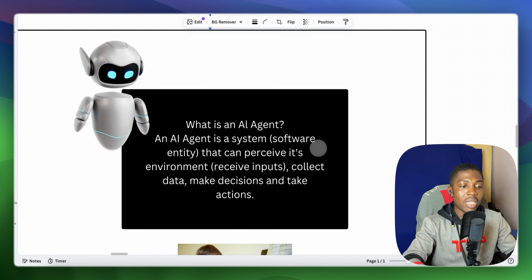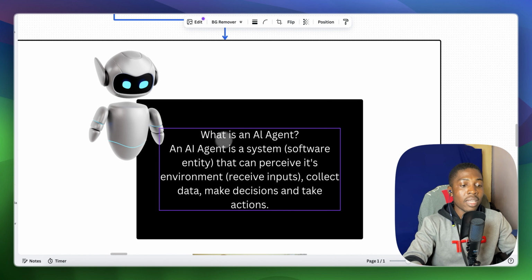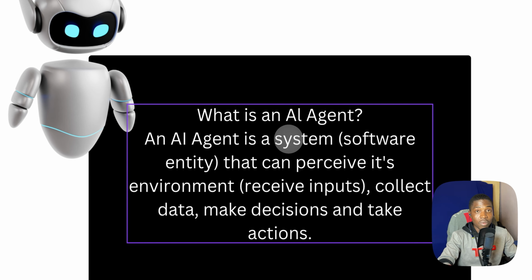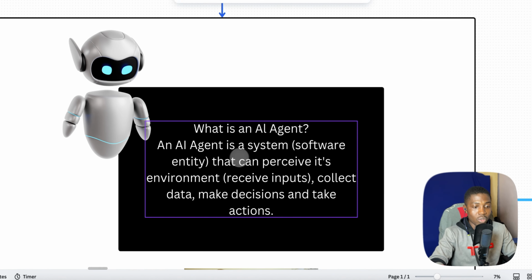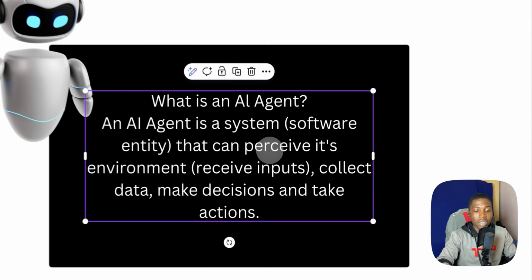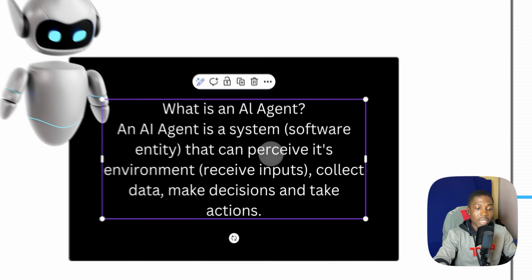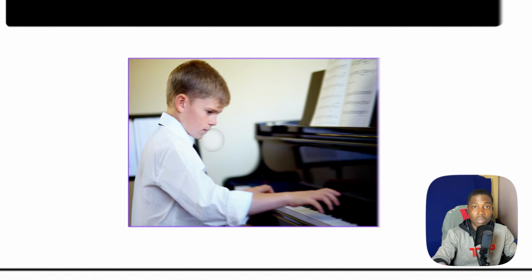So let's now define technically an AI agent. What are AI agents? An AI agent is a system, a software entity that can perceive its environment, receive input, collect data, make decisions, and take action. It's as simple as that. So just remember that it's a software entity that can perceive its environment, receive input, collect data, make decisions, and take actions.